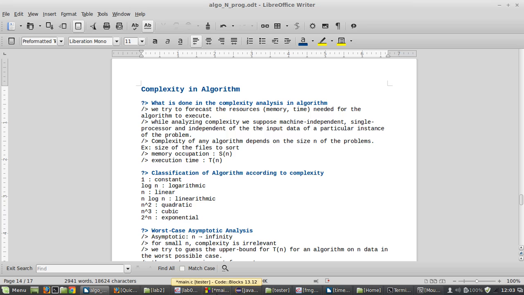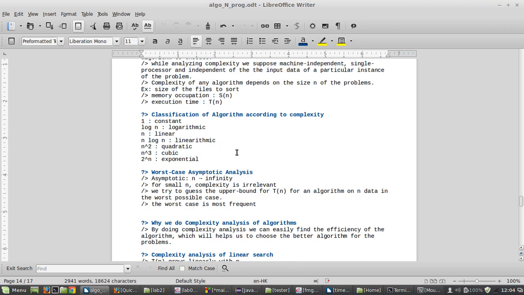For smaller sizes, complexity does not play any role, because for a small size the problem is just one. You have to just do one computation, and it doesn't matter, right? If you have 10 problems, you just compute it 10 times, and the complexity doesn't matter at all, right? Now, size of the files to sort. For example, you want to sort a file. Now two things come into play: memory occupation and the execution time.